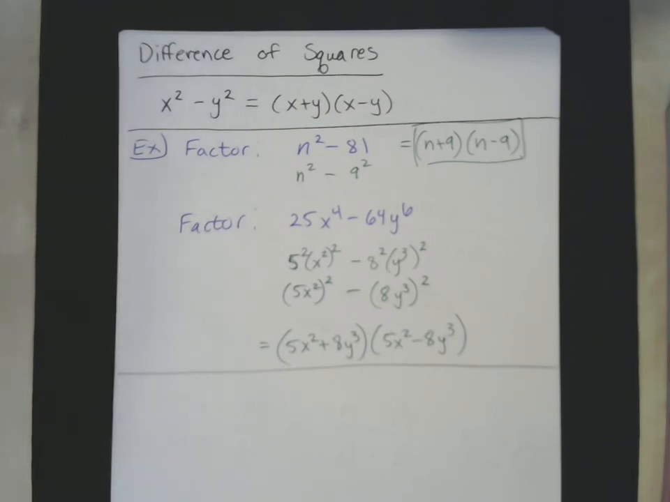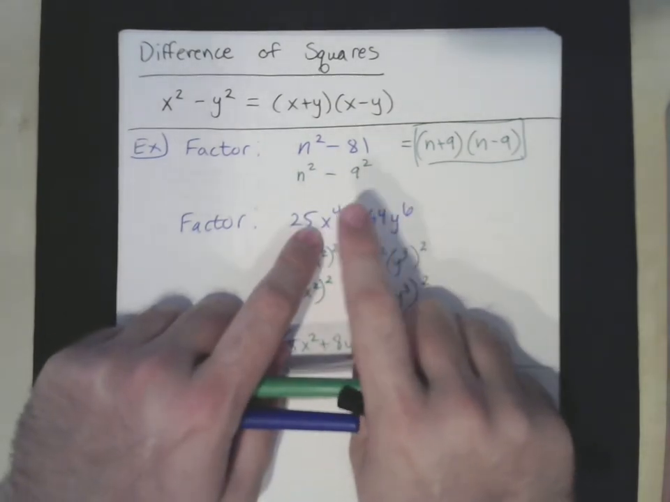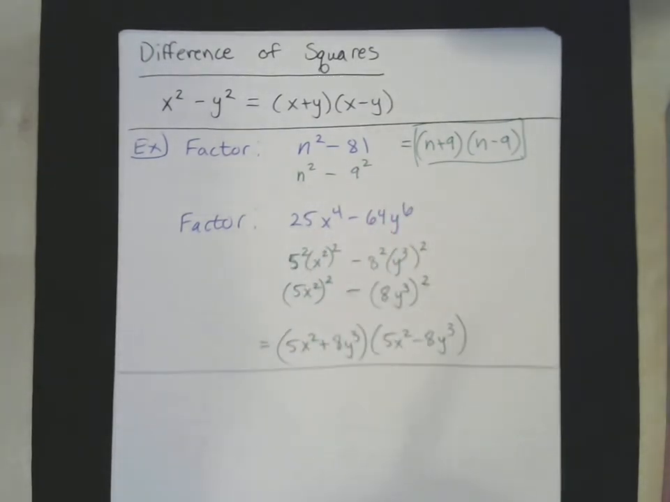So again, this is the easiest one to identify quickly. You just have to check if you have two perfect squares and a minus. If you don't have a minus, you're just done. So that's the first thing you look at. If it's plus, it's not a special factorization. And then if you don't have perfect squares, it's done.